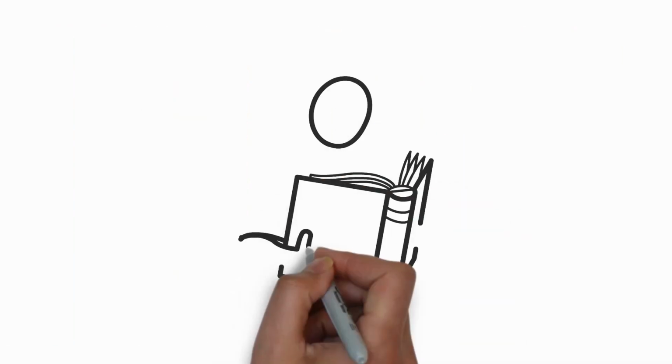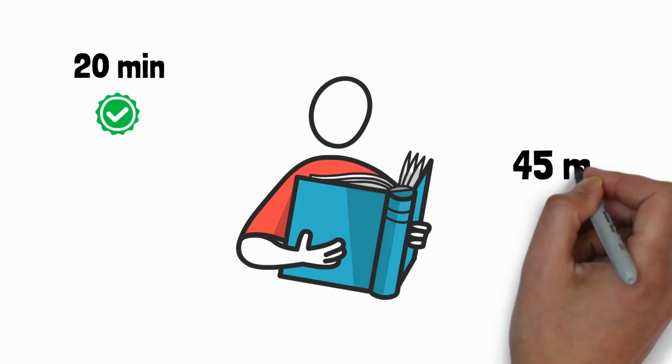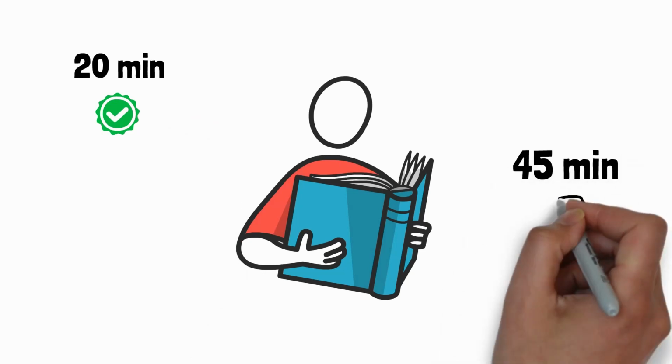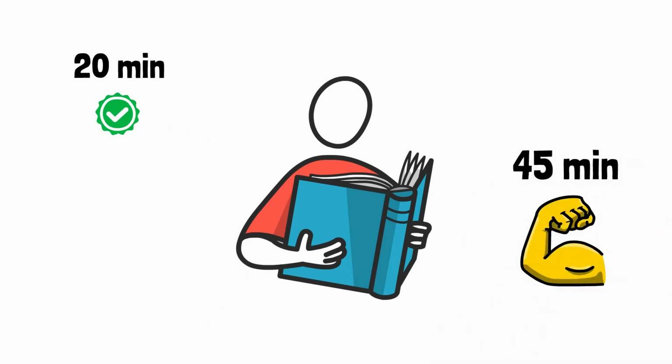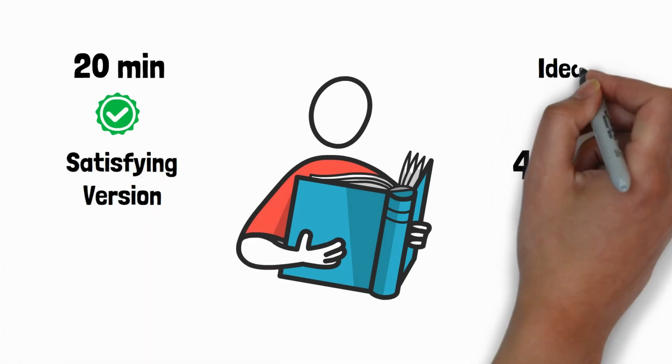For example, suppose that I want to build a reading habit. For me, if I read for 20 minutes, that is acceptable and I'm happy about it. But if I read, for example, for 45 minutes, that is really awesome and ideal for me. So I call that 20 minutes the satisfying version and that 45 minutes the ideal version.